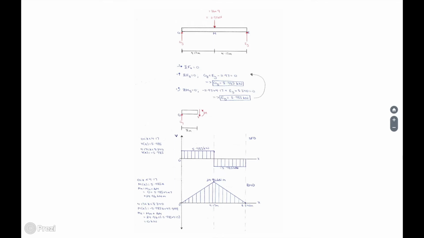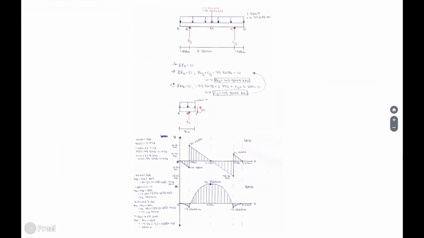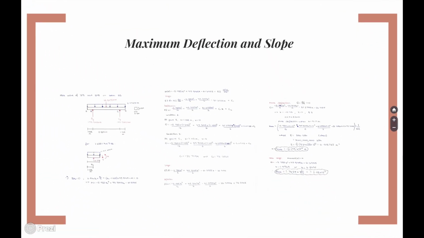So after that, we needed to find which one had the maximum bending moment and the maximum shear force, which was on AD. As we can see, the maximum shear force was 35.22 kilonewtons from the shear force diagram, and then the maximum bending moment was 42.78 kilonewton meters on the bending moment diagram. So after we found that, we could move on to maximum deflection and slope.